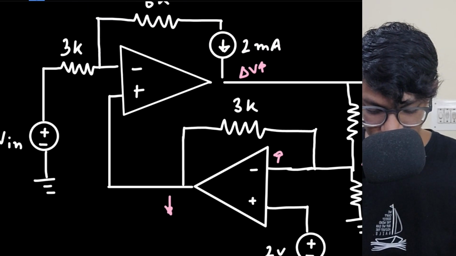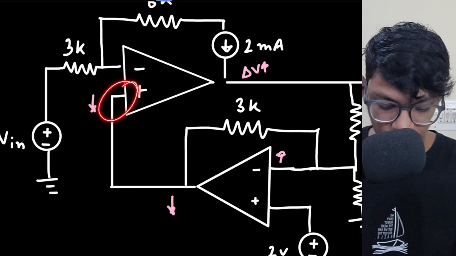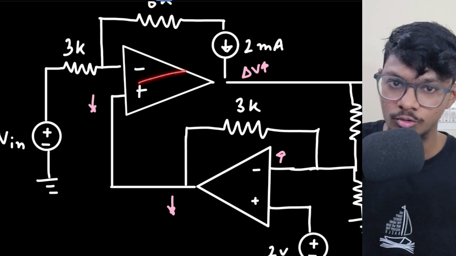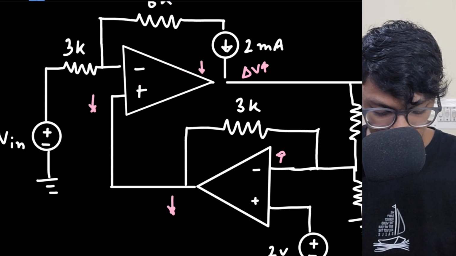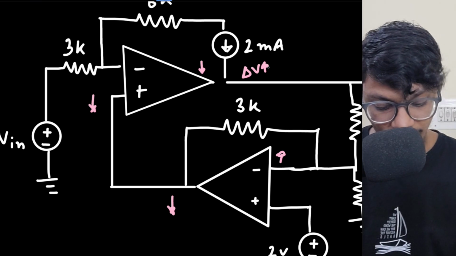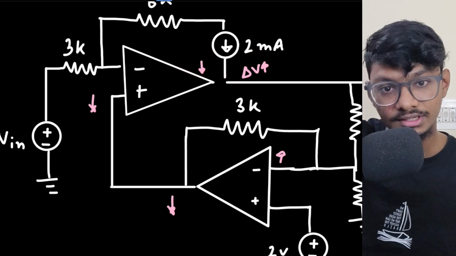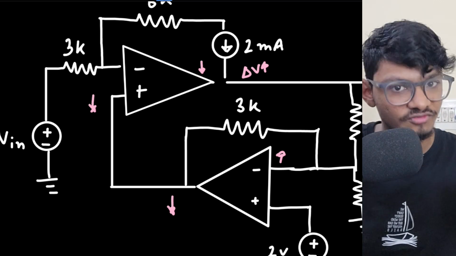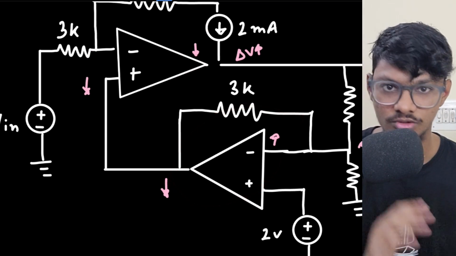Now if this is reducing, that means this potential has reduced, so the positive terminal potential has reduced. Again V out is AD into V plus minus V minus, so it is telling the output voltage to go lower. But I actually increased the voltage, and it automatically reduces the voltage. So basically it is negative feedback. Yes, this op-amp is in negative feedback. You can do the same analysis for the second op-amp as well.